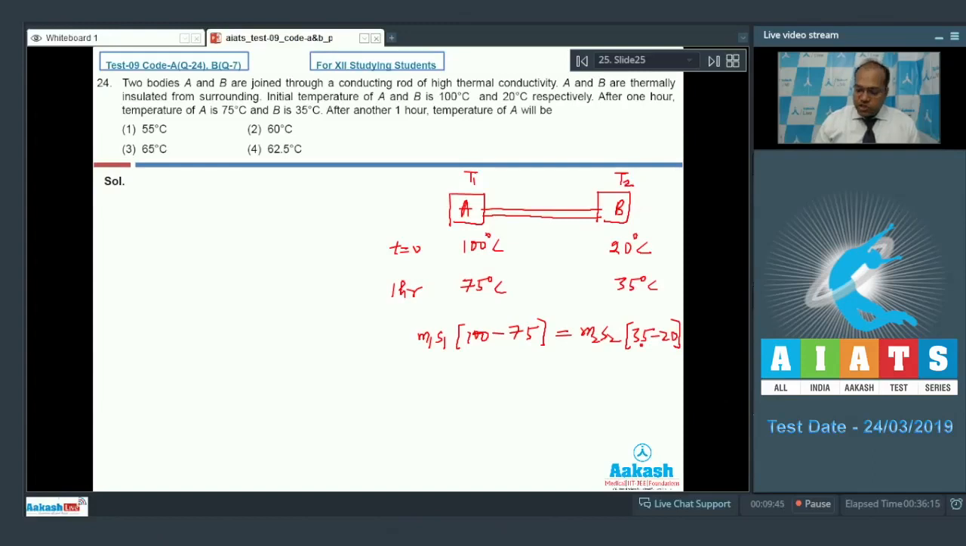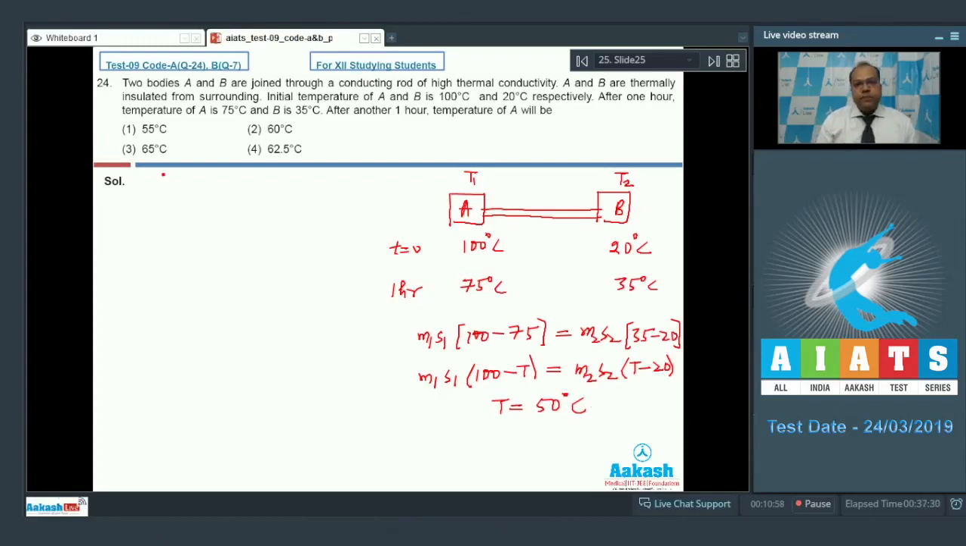And when the final temperature is T, in that case I can write M1 S1 into 100 minus T is equal to M2 S2 into T minus 20. So if I solve this equation, then the value of T comes out to be 50 degrees Celsius. So the final temperature of bodies A and B is 50 degrees Celsius.